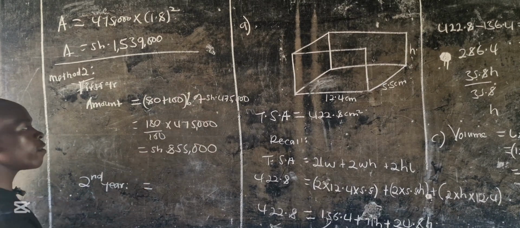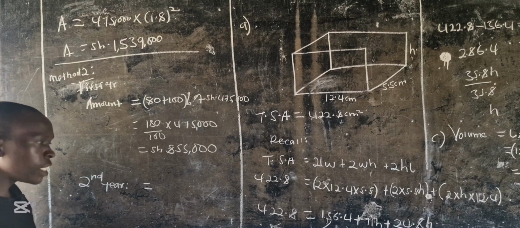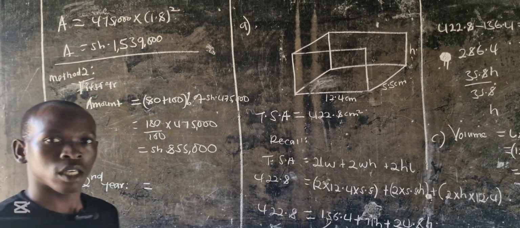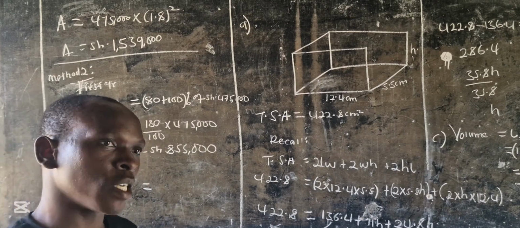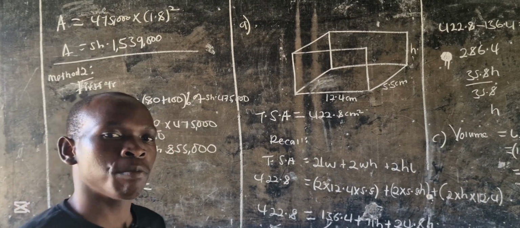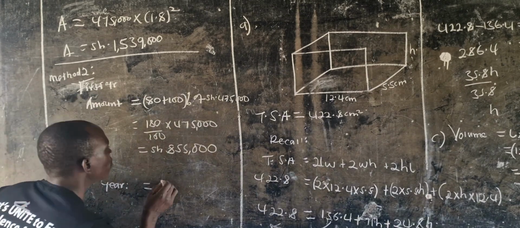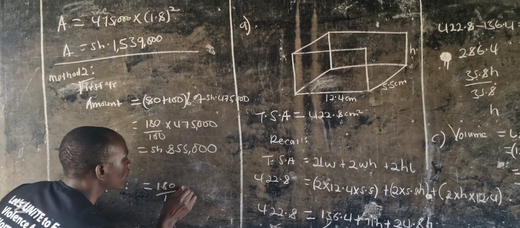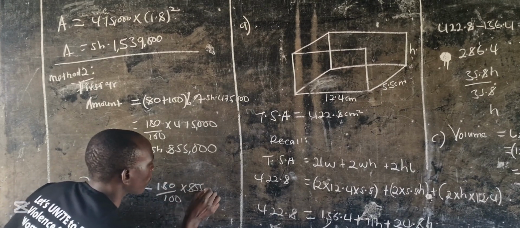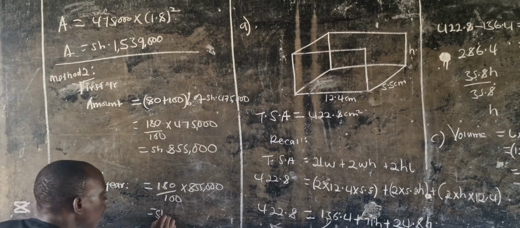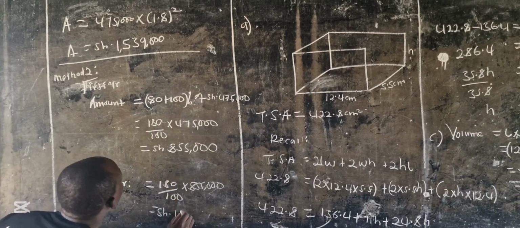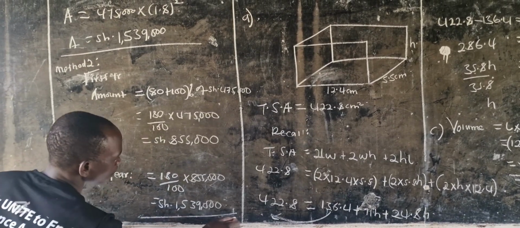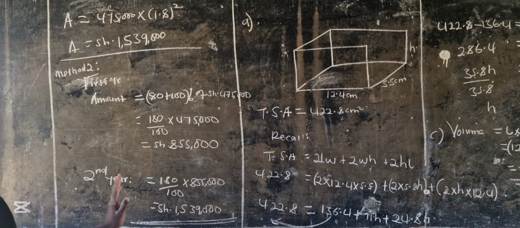But now it is no longer 475,000. It's now 855,000. So we use the amount in the first year as the principal in the second year. So it will be 180 over 100 times 855,000. You see that after 2 years, we shall still get 1.539 million. So with any method you still reach the answer.